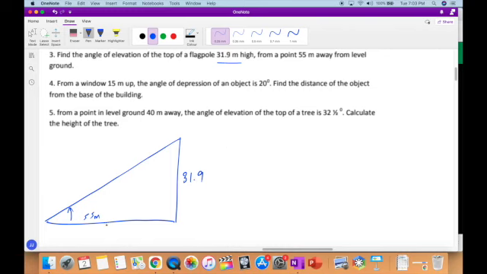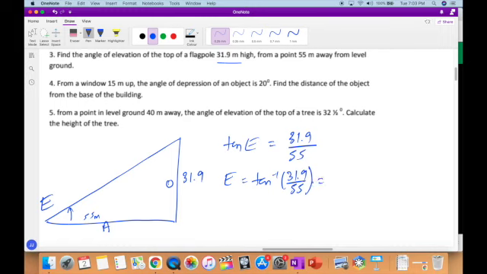So what are we going to use? This here is the adjacent and this here is the opposite. So we're going to use tan. So the tan of, let's call it E, the angle of elevation. So tan E is equal to opposite 31.9 over adjacent 55. Therefore E is equal to the tan inverse of 31.9 over 55, about 30.1 degrees.